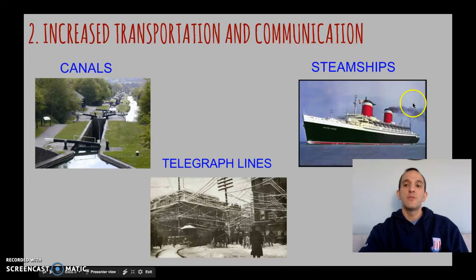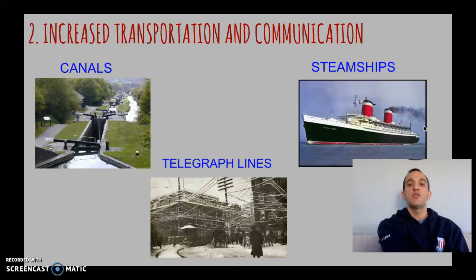Also, we have steamships. This is an example of a steamship that would have been used. It would have been powered by coal. You can see the smokestack coming out of here. You wouldn't want to breathe that. And these steamships allow for faster travel by boat, which allows for faster transportation of goods.